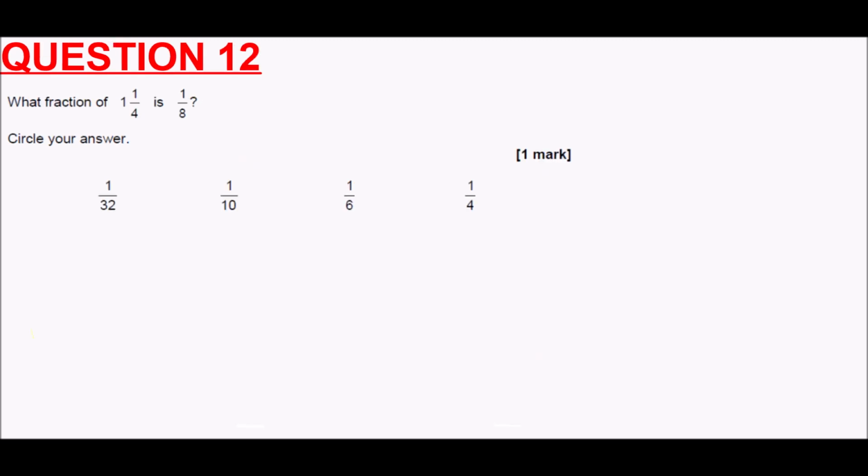Question 12, I'll do this in two different ways. By the way, it says what fraction of 1 1/4 is 1/8? Now we can embed these fractions into another fraction. Whatever value comes after the word of goes on the bottom of the fraction. And so we can compare these two as a fraction by putting 1/8 on top and then 1 1/4 on the bottom, because it says of 1 1/4.